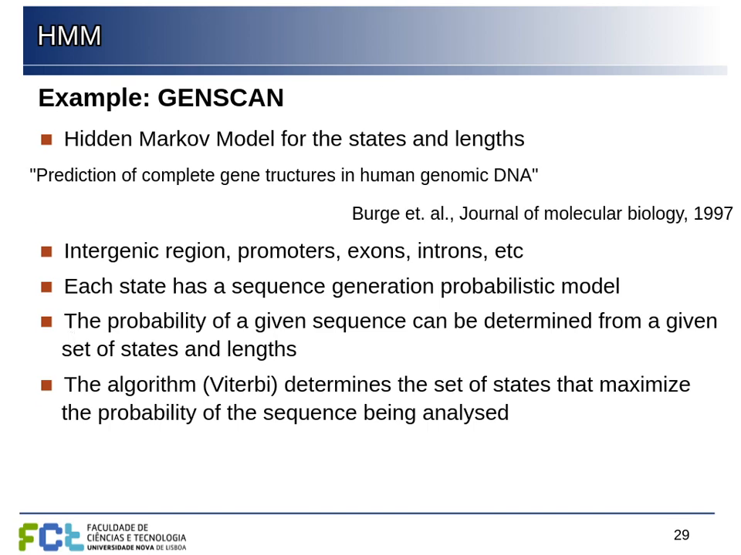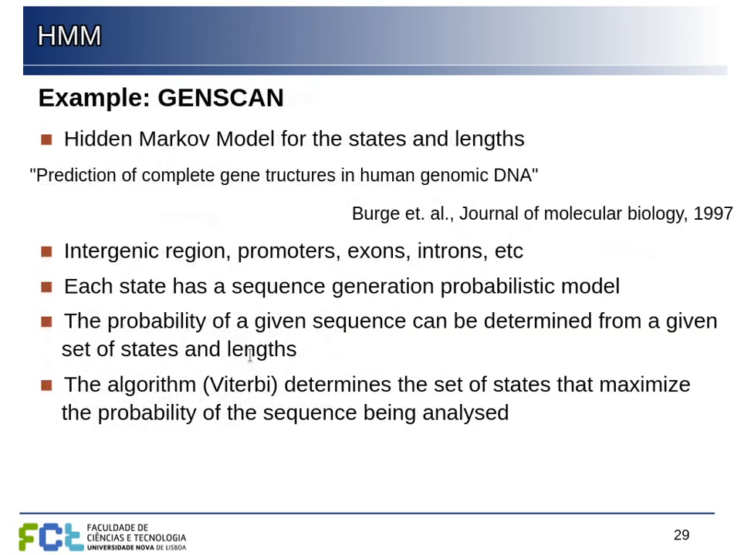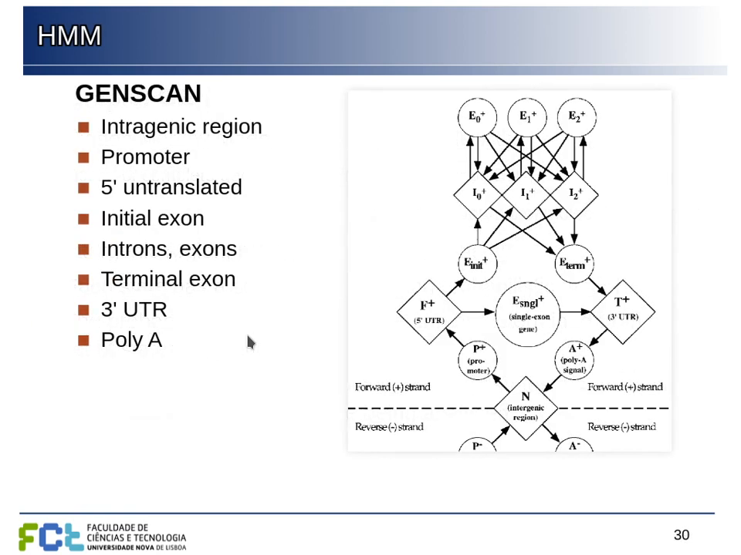Once we have all of these probabilities here, we can, given a sequence, determine what are the most likely hidden states, so we can map from an observed sequence to a series of states that we can use to indicate where in our sequence we are looking at an intron, an exon, an intergenic region, and so on.